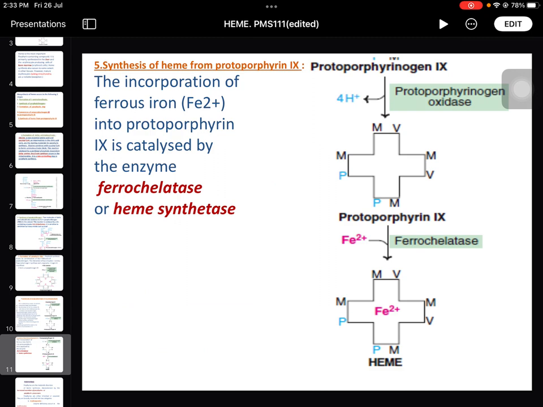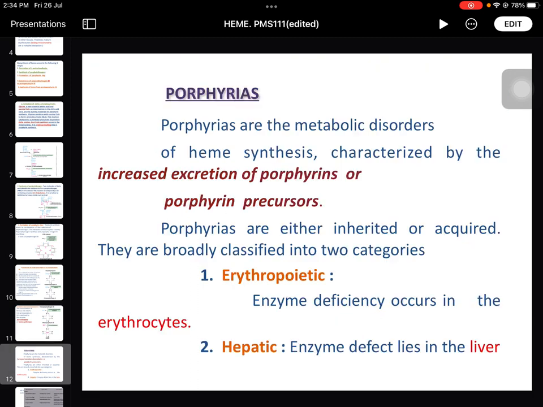Now the final step, last step, is the synthesis of heme from protoporphyrin 9. In these reactions, the incorporation of ferrous ion Fe2 plus into the protoporphyrin 9 ring is catalyzed by the enzyme ferrochelatase or heme synthase. Thus, heme is normally synthesized in the body. In this system, it has 5 distinct steps. Each step we discussed in detail in the above schematic representations.